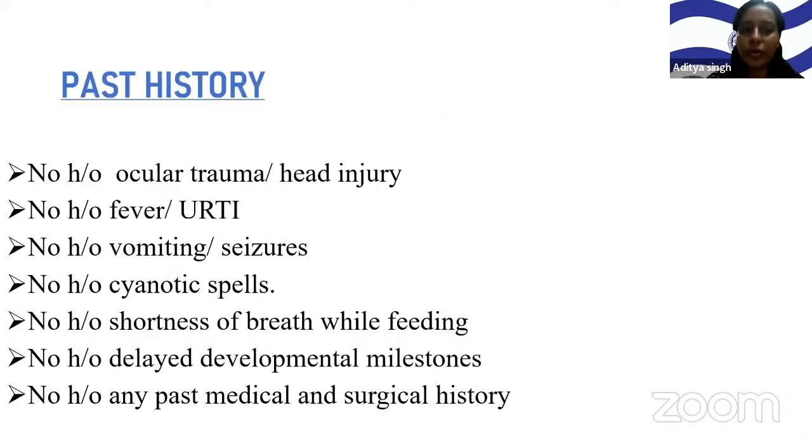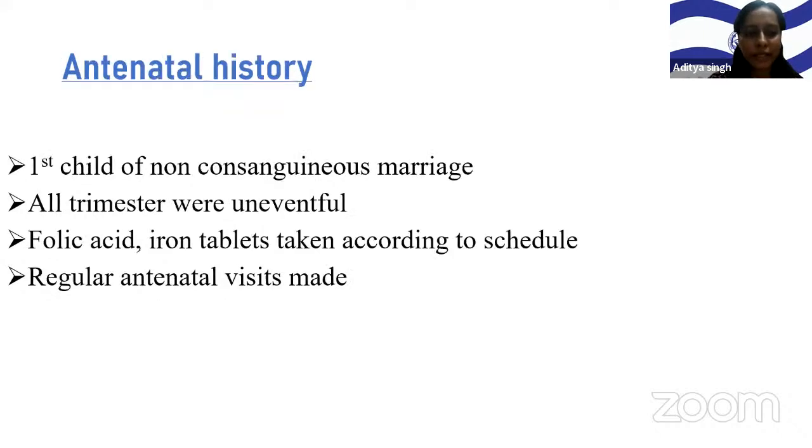Past history: no history of ocular trauma, head injury. No history of fever, upper respiratory tract infection. No history of vomiting, seizure. No history of cyanotic spell. No history of shortness of breath while feeding. No history of delayed developmental milestones. No past medical and surgical history.